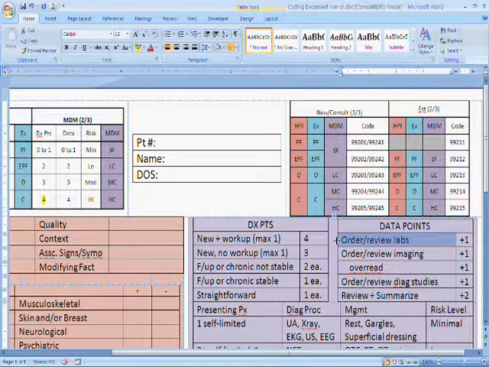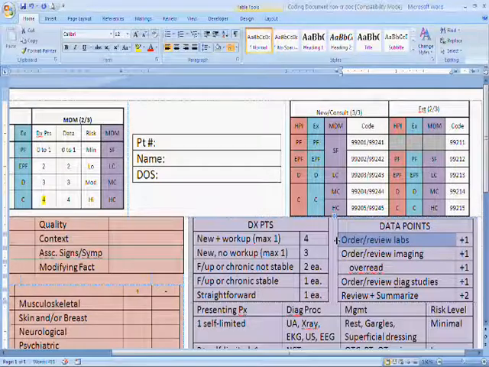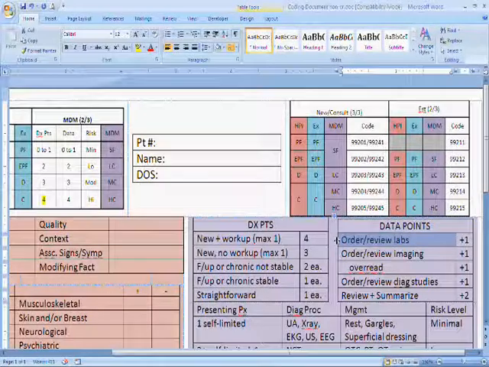So if the physician documents that he orders and reviews labs, that's 1 point. Now if he orders and reviews them in the same visit, that's still only 1 point. If he orders them in one visit and then reviews them in another, then for the first visit he gets 1 point, and for the second visit he gets 1 point.